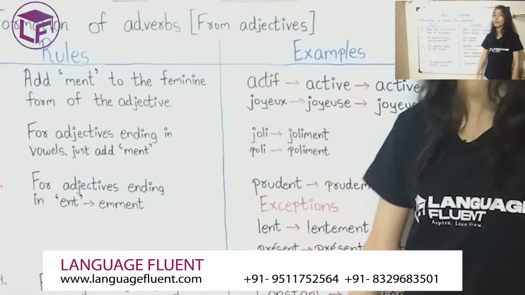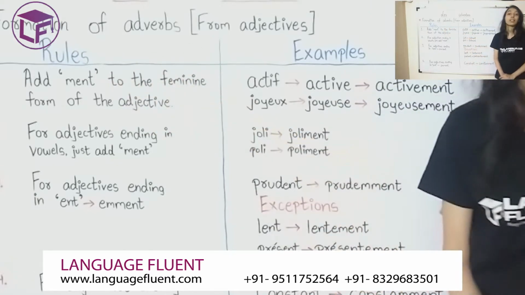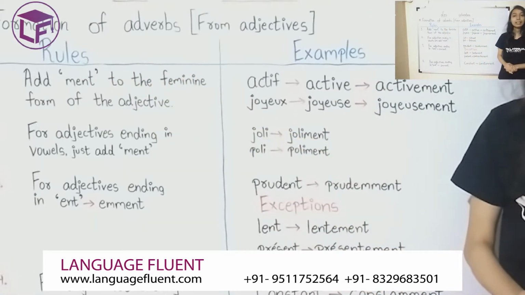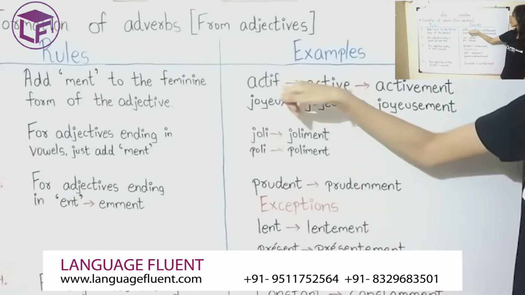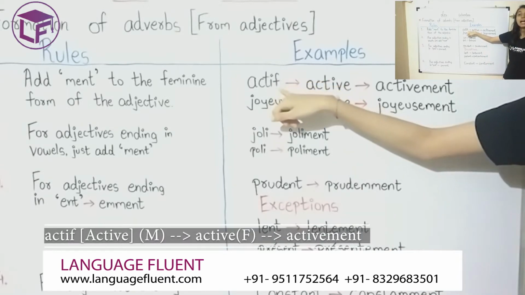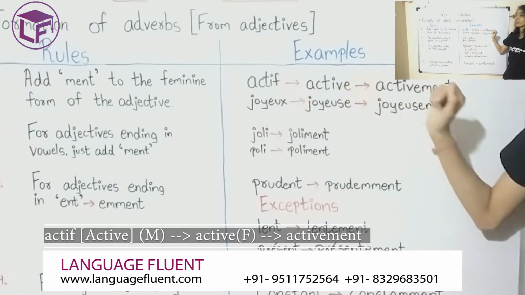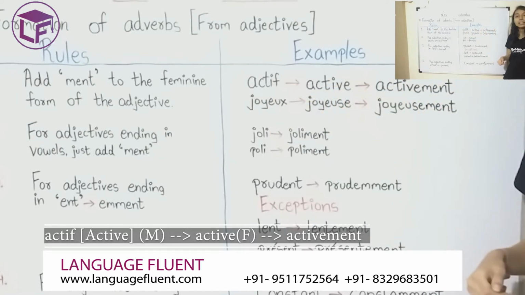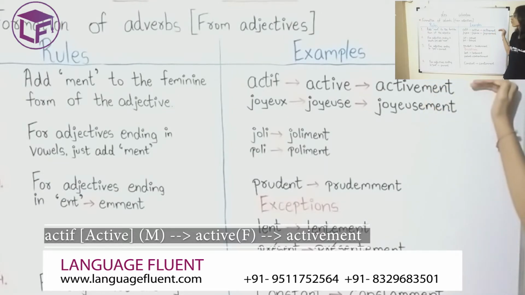So here are the rules. Rule 1 is add -ment to the feminine form of the adjective. When we have an adjective in a sentence, we make that adjective feminine and we add -ment to it. For example, we have actif. Actif means active. This is a masculine adjective. We make it feminine, so we write active. This is the feminine form of the adjective. And then we add -ment. So it becomes activement, which is an adverb.